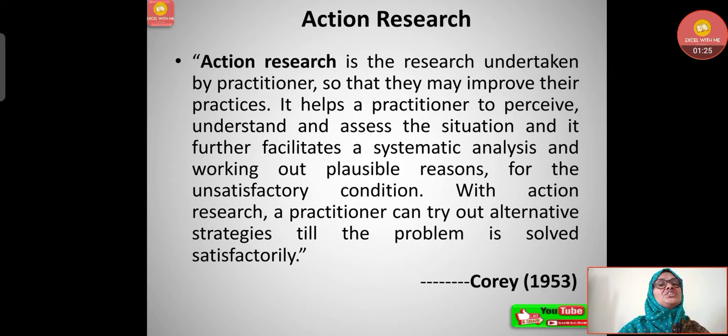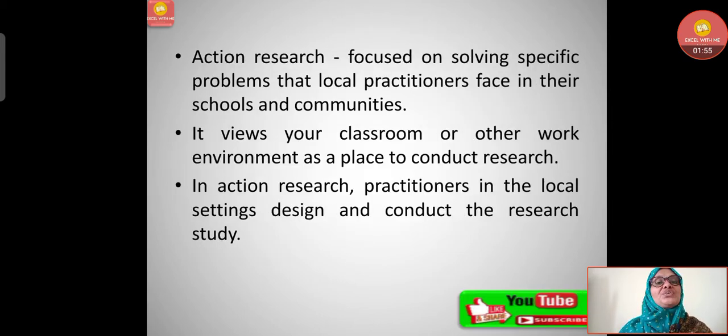So, action research is undertaken by a practitioner who wants to improve her or his practices in life. This is perceived and understood as they assess the situation and further facilitate themselves systematically analyzing what work they have done, what are the possible reasons for this problem, what could be the solution. This is a cycle. If it is not solved, again they will start the process again. So this is called action research.